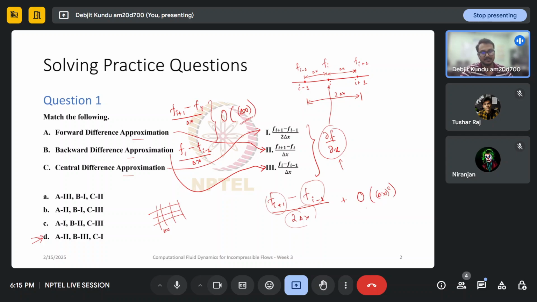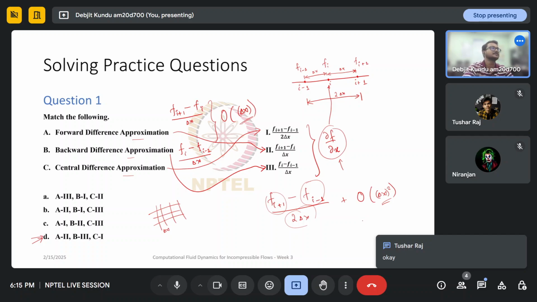And remember, this delta x is usually small values, less than 1. So if the order is higher, that means the error will go down. So it's always better to try to incorporate schemes which have a higher order of truncation error. Right? Okay. So, all right. So let's move on.